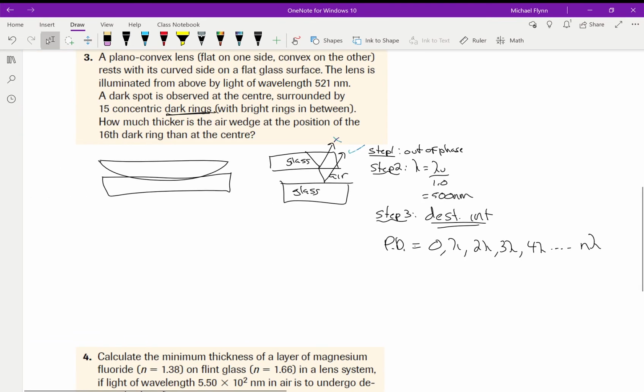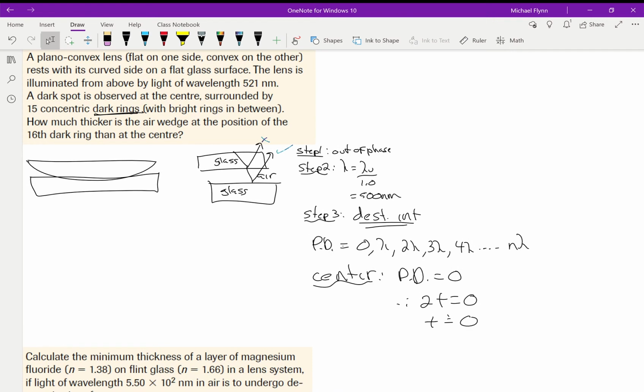Okay, now let's do it. The center. It says the center dark ring, there the path difference would equal approximately 0, so therefore 2t equals 0, and the thickness is approximately equal to 0. Okay, so that's at the center.